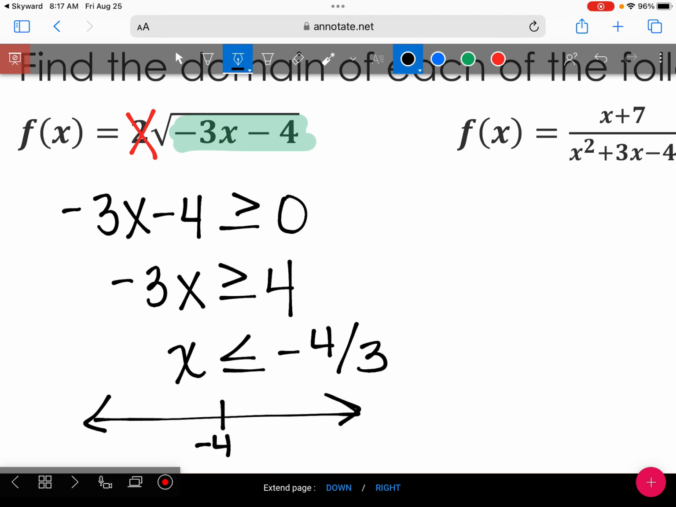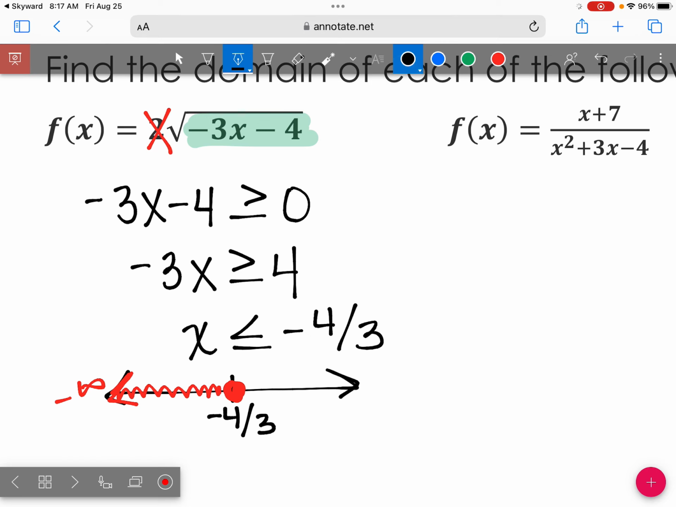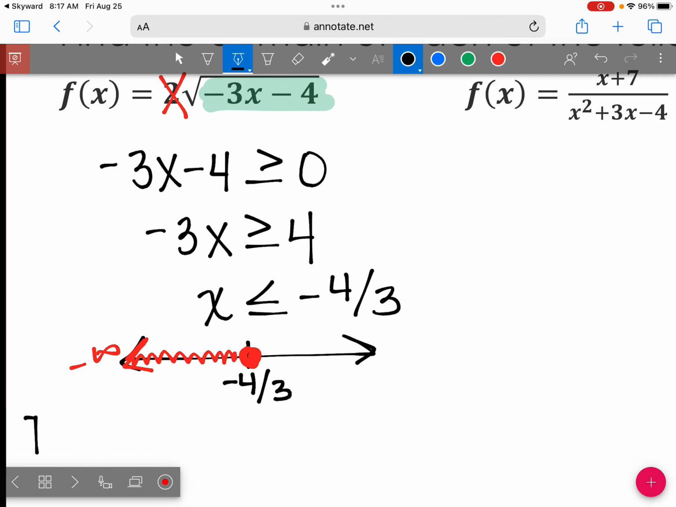So at negative 4/3, we have a closed circle, and I'm going to the left. So when we write interval notation, it is left to right. So the domain would be negative infinity to negative 4/3 with a bracket.